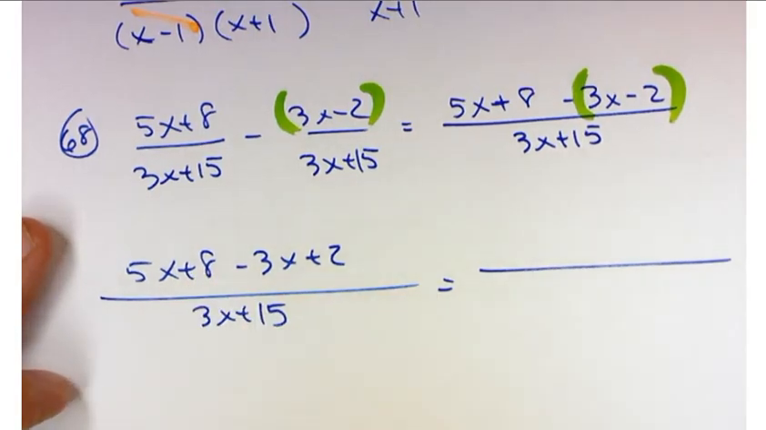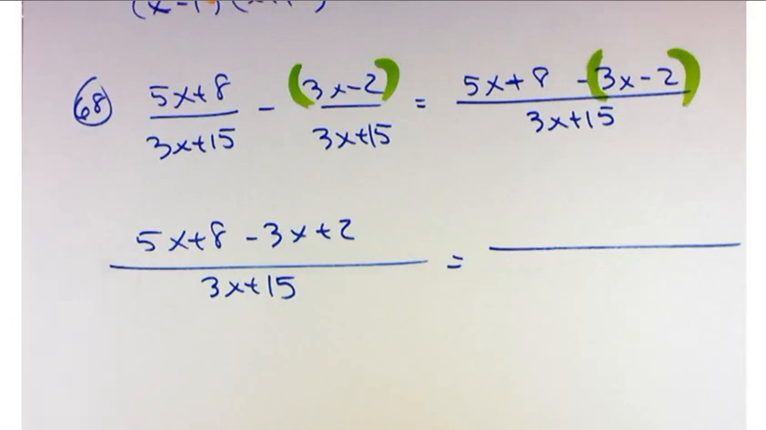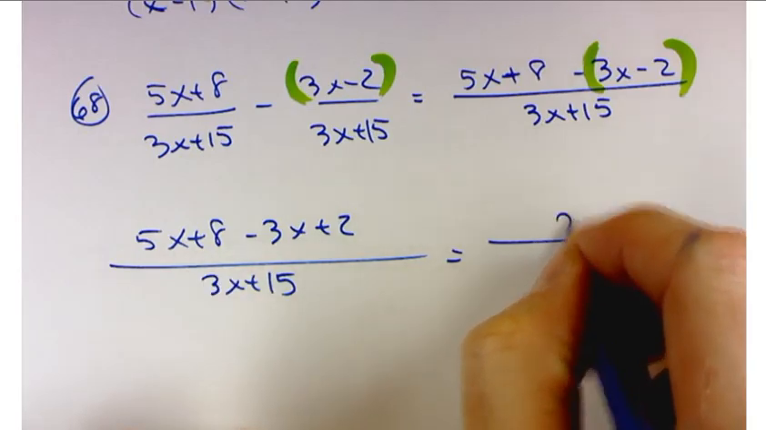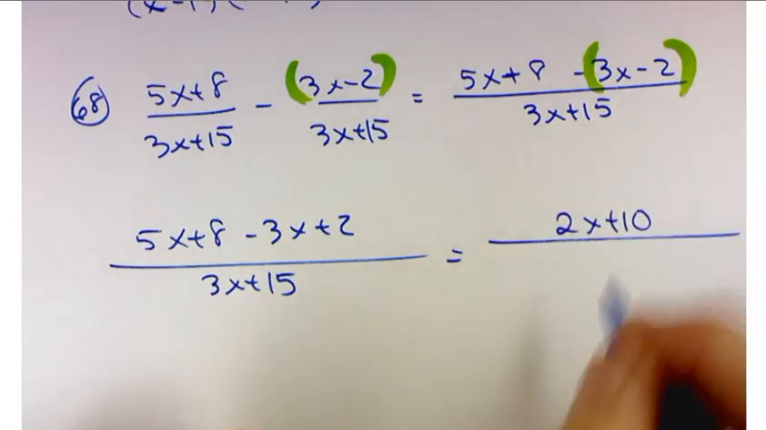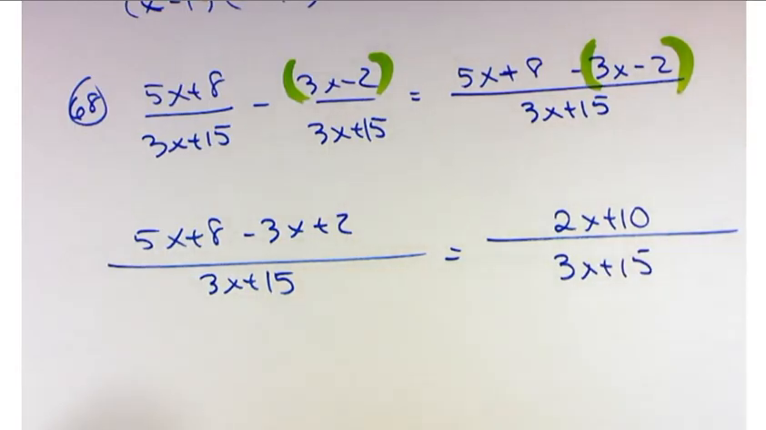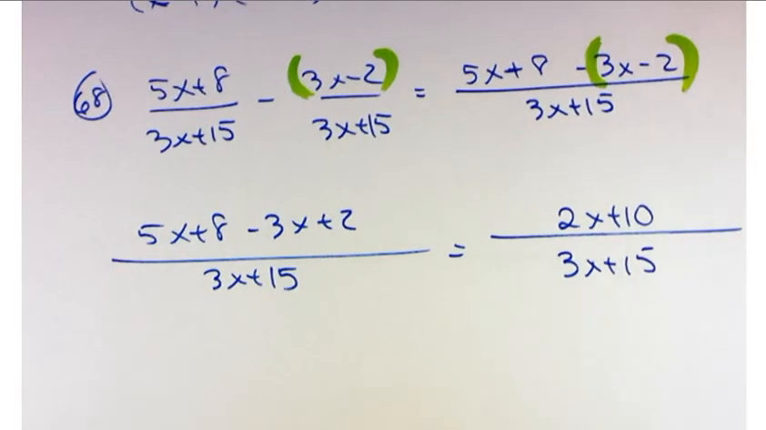When I combine like terms in the numerator, I'm left with what? 2x plus 10 over 3x plus 15. Now am I done? No. What else do you see here? Factor out a 2 on top.